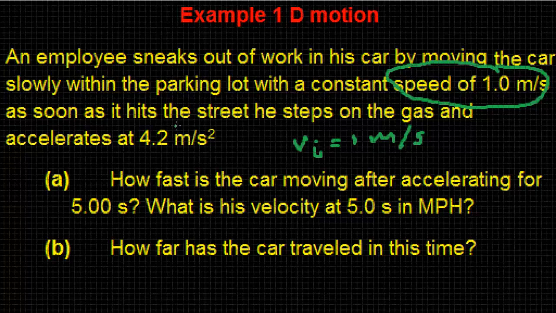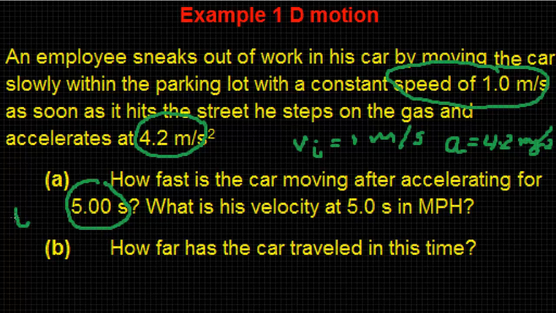And once the car hits the street, he steps on the gas and accelerates at 4.2 meter per second square. So this here is the second piece of information given to you, which is acceleration. A equals 4.2 meter per second square. Here's the question. How fast is the car moving after accelerating for 5 seconds? So t is given, 5 seconds. And what's the velocity at the same time in miles per hour?